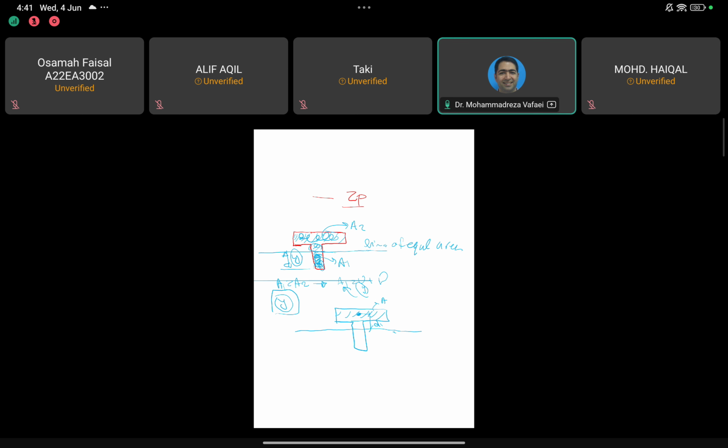Let's say this is D1. Then you calculate the second area, let's say this is A2, and the distance between its centroid and the line is D2. Then you calculate the third area, this is A3, and multiply by its centroid distance from the line of equal area, D3. So your ZP will equal A1 multiplied by D1 plus A2 multiplied by D2 plus A3 multiplied by D3. So this is the ZP.